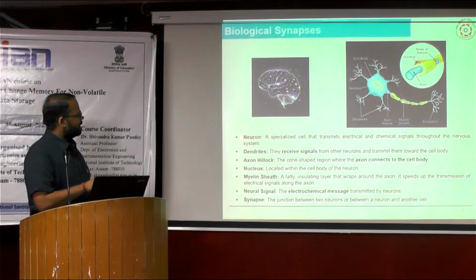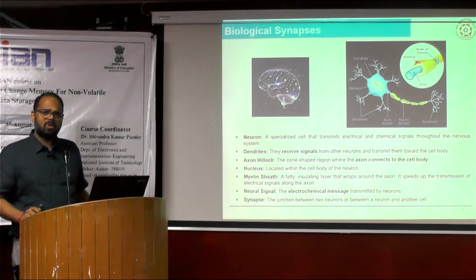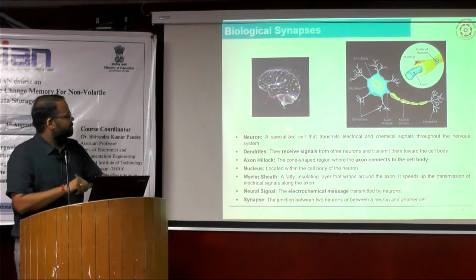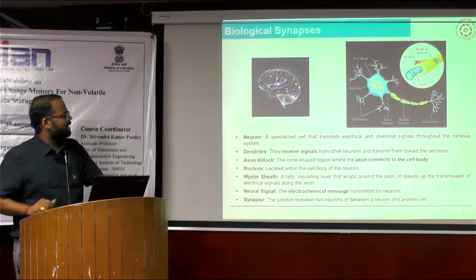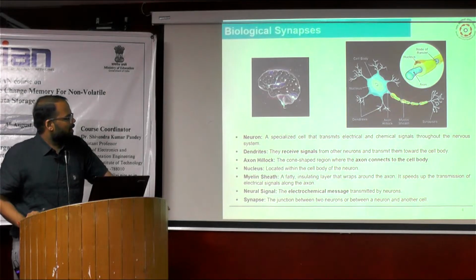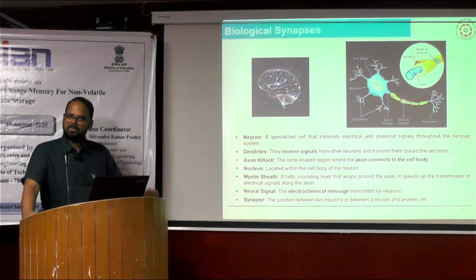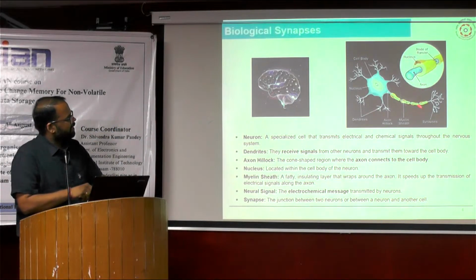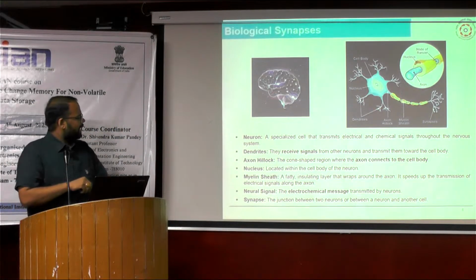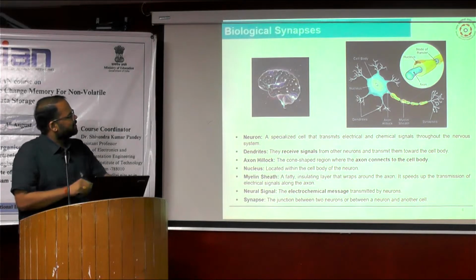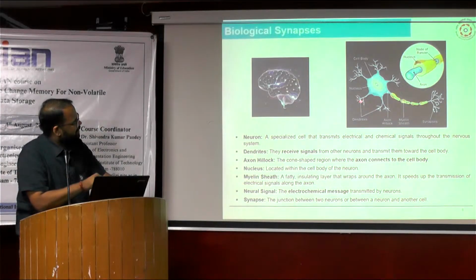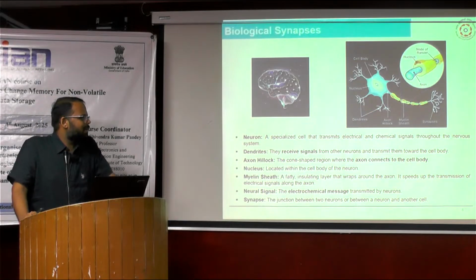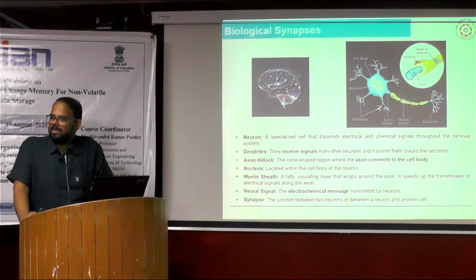First of all, the very important thing is the neuron. What is a neuron? A neuron is a specialized cell that transmits electrical and chemical signals throughout the nervous system. So this is our neuron, which can transmit the signal. And then dendrites, they receive signals. Here you can see these hanging parts. These are dendrites. They receive signals from other neurons and transmit them forward to the cell body.